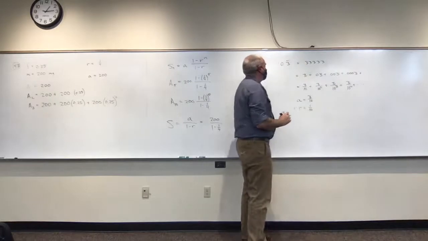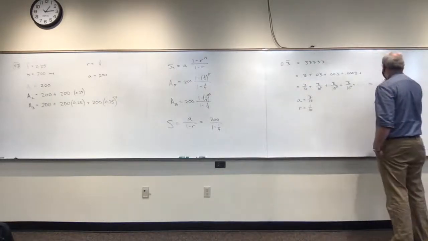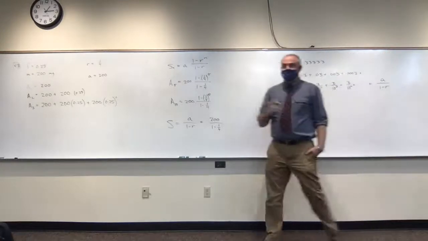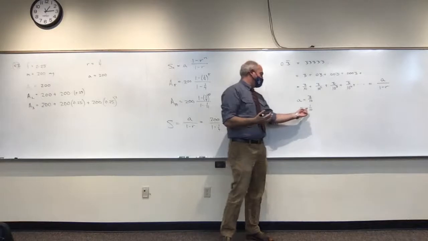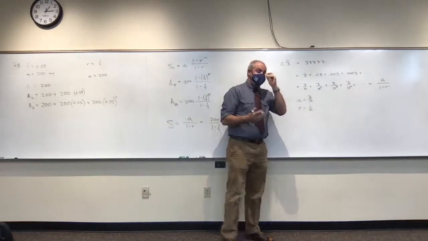And so now if I wanted to sum up this geometric series, I just need to take A over 1 minus R. And that's the sum of the geometric series, provided, of course, that R is in between -1 and 1. If it's not, it diverges.